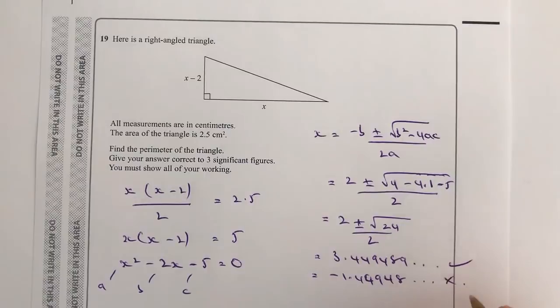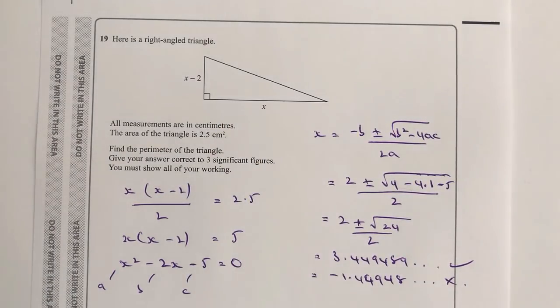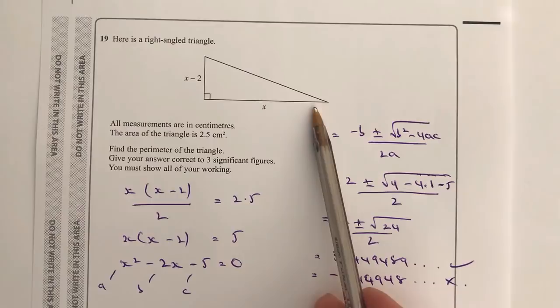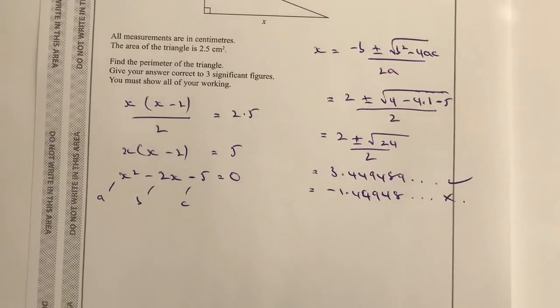Okay, well this one I can use because I need a positive value of x. I can't use this one because I can't have a negative value of x. This is only going to be a positive value. So therefore my value of x, in other words this value along here, is going to be 3.449489, and so on.